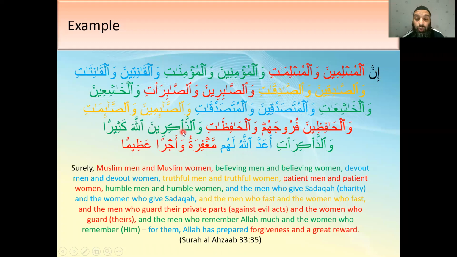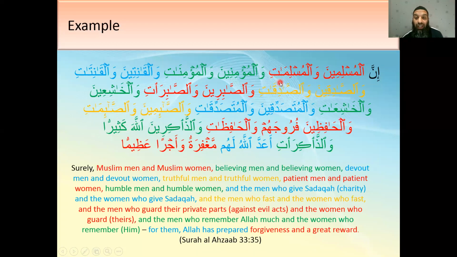Wadh-dhakirina, and those who do dhikr. Wadh-dhakirinallaha, those who do dhikr of Allah, kathiran, a lot. Wadh-dhakirat, and the women as well, the ones who do dhikr. A'addallahu lahum, Allah has prepared for them maghfiratan, forgiveness, wa ajran azima, and a great reward.